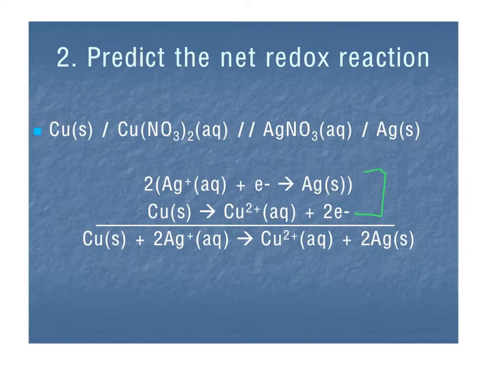Now, because the reduction of silver only requires 1 electron, whereas the oxidation of copper requires 2 electrons, we need to double the half reaction for the silver reduction, so that 2 electrons are transferred in this process. Therefore, our balanced redox reaction is 1 copper solid plus 2 silver ions yield 1 copper ion and 2 silver solid.